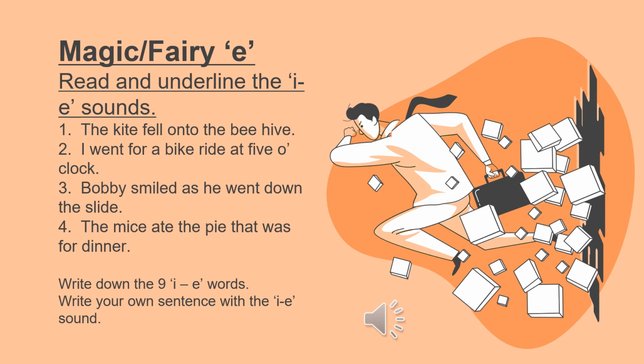In your worksheet, you are going to write the words that you have underlined, 1 word on each line. And then finally, you're going to write your own sentence. You don't have to use the words that are on the worksheet, but you must have words with the IE sound. Please make sure your spelling is correct.